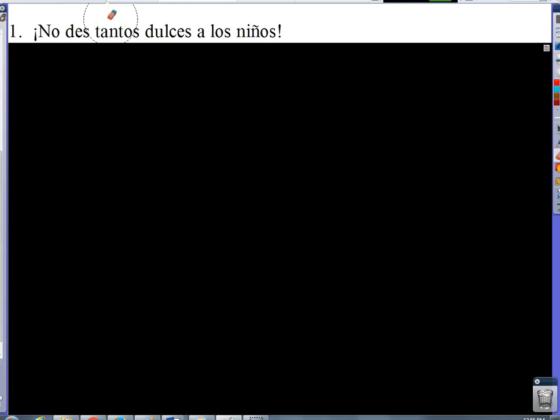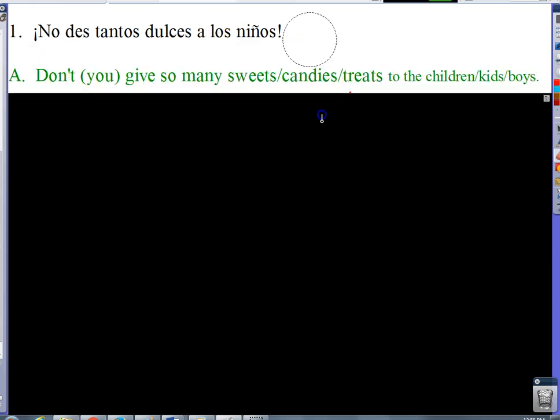And I know it's been a while since you guys have done commands, but -ar commands, you take the yo form, drop the o, add the opposite ending. This is definitely the opposite ending for dar, so I'm going to say it's dar. So in a command, it'd be saying, don't give, or don't you give. In the tips from Profe, it says tantos means so many. I look up dulces, and it says that it means sweets, treats, or candies, and a los niños means to the children, kids, or boys.